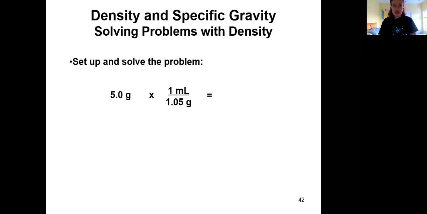So you watch me do several of these. I would have started with 5.0 grams times in a line, put gram on the bottom with a little space in front of it for the density number, put milliliter on top with just a little bit of space in front of it. Recognize that the grams will cancel out, and then you can put in the numbers. Calculator apparently says it's exactly 4.8 milliliters.